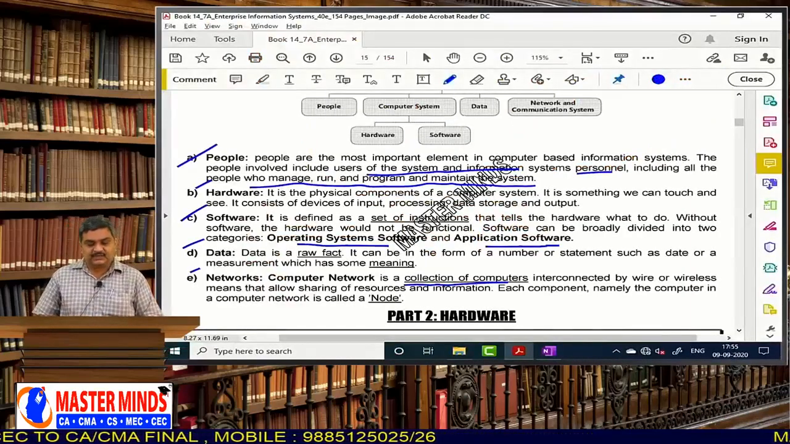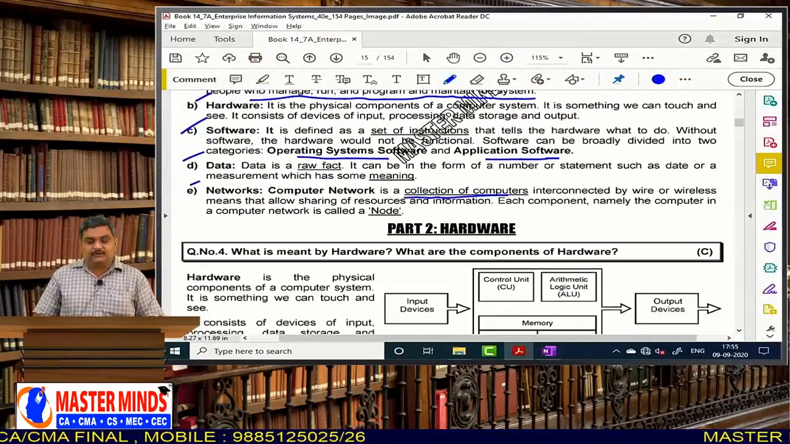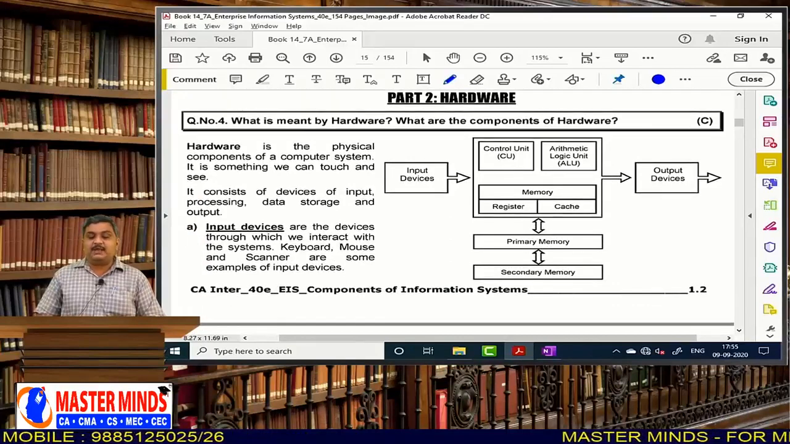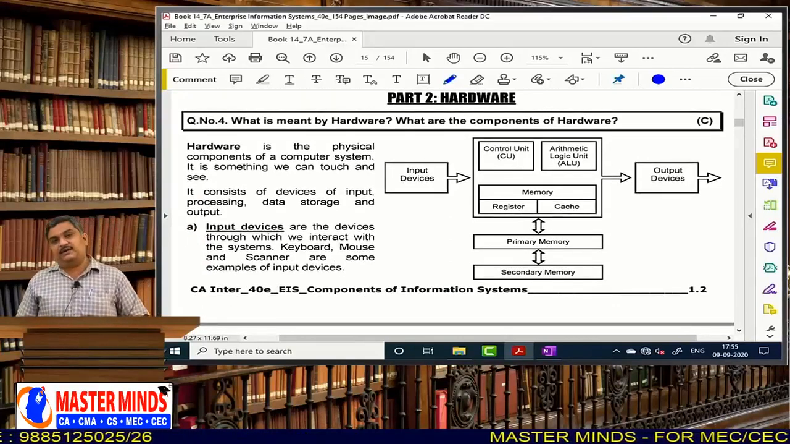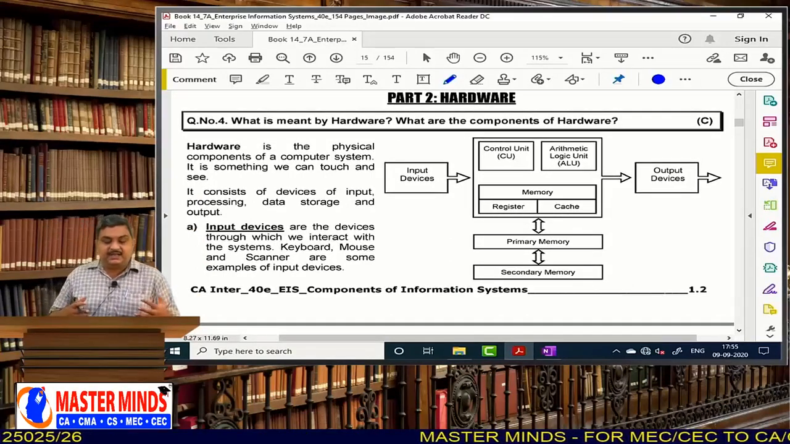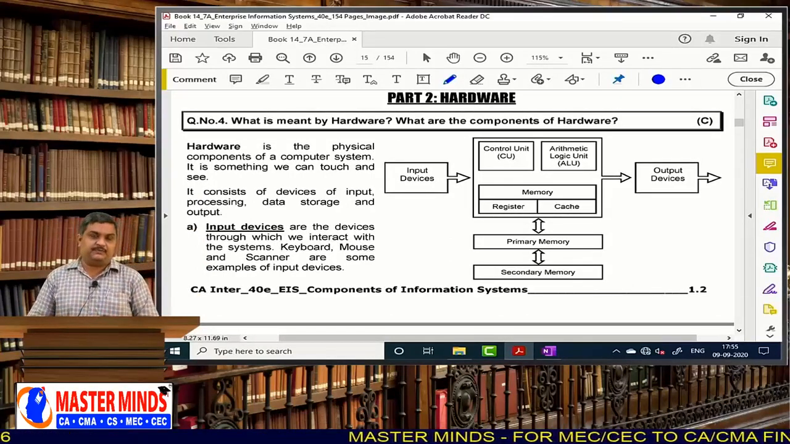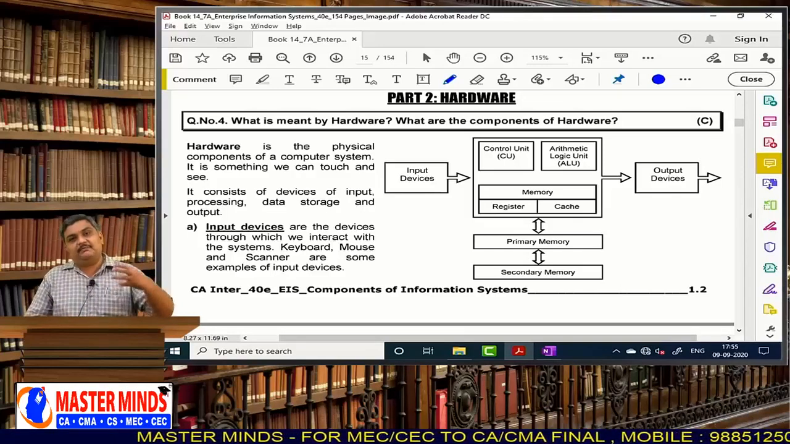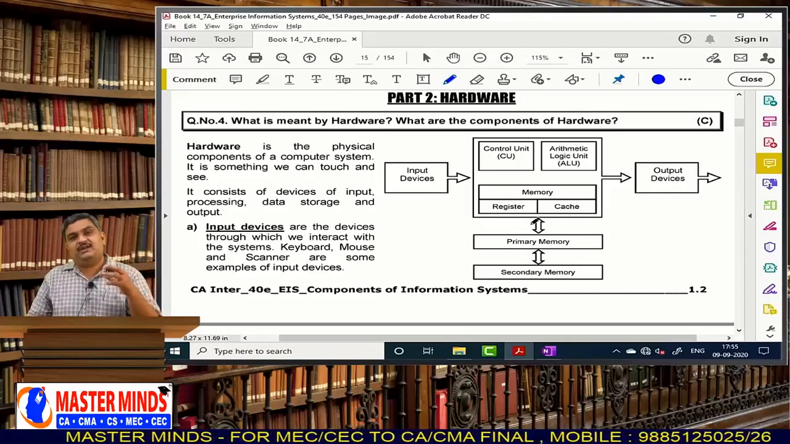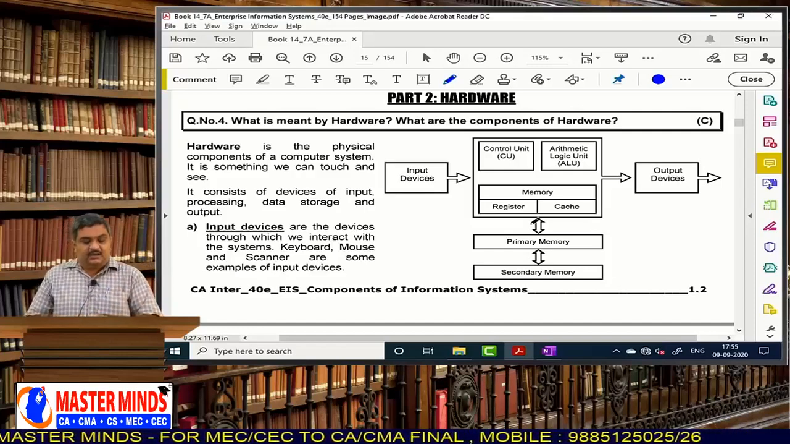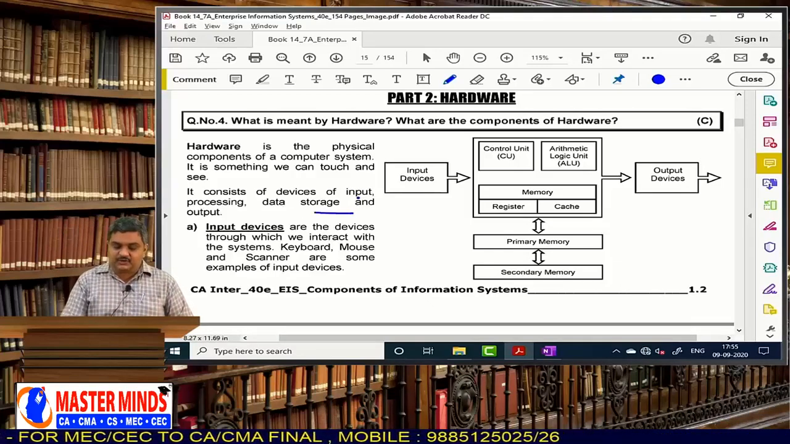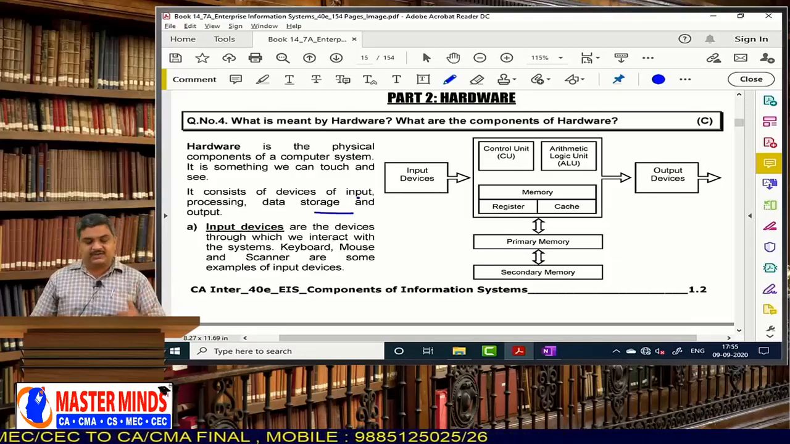Next, let us move forward to hardware. What is meant by hardware and what are the components of hardware? We already studied this. Hardware means the physical components of the computer system. Whatever things are there inside a computer can be considered as hardware. Hardware consists of input, processing, data storage and output devices. We will study them one by one.